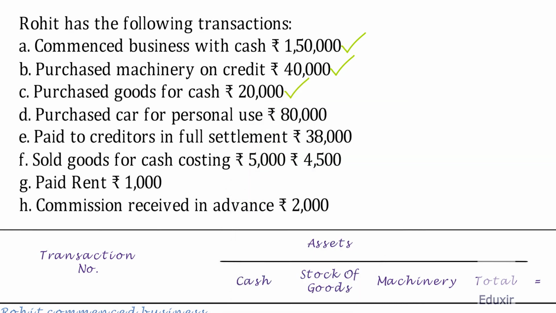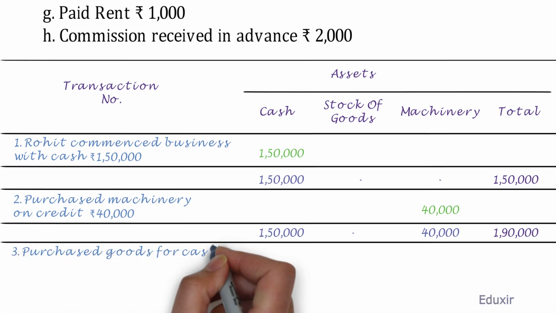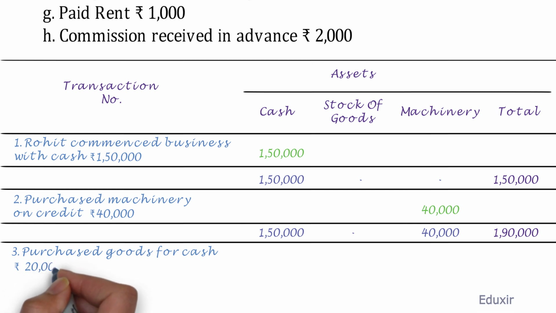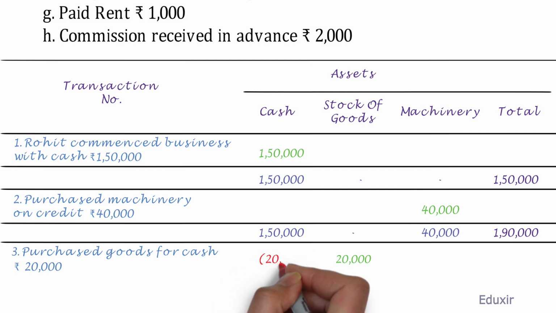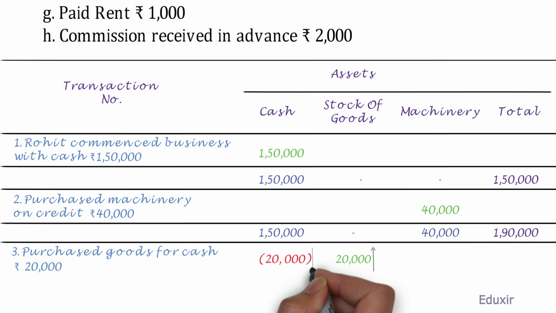The third transaction is purchased goods for cash 20,000 rupees. As the goods are purchased in this transaction, it increases the stock of goods by 20,000 rupees. Also, as it is mentioned that the goods are purchased for cash, the cash asset will be decreased by 20,000 rupees. This transaction is just an increase in one asset and a decrease in the other asset.